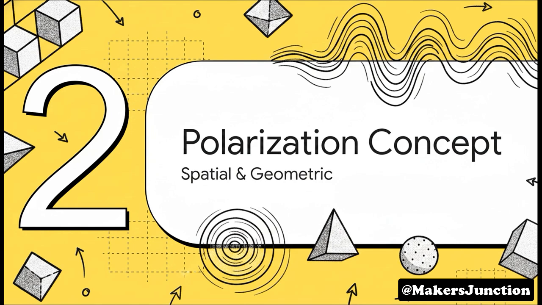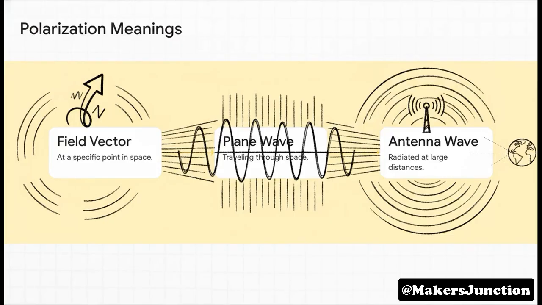Moving on to Section 2, the concept of polarization. Fair warning, things are about to get very spatial and geometric. So the standard brilliantly breaks down polarization using something called progressive disclosure. It gives us three distinct but deeply related meanings, and it really helps to think about them in this exact order. First off, it applies to a field vector at a specific point in space.